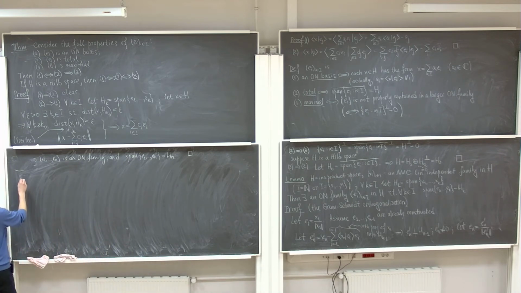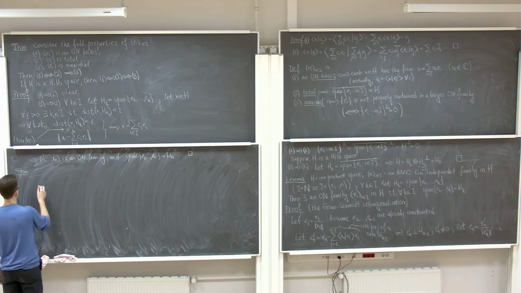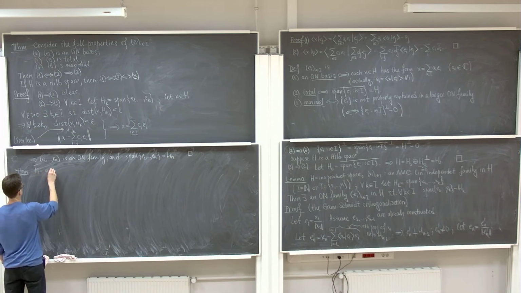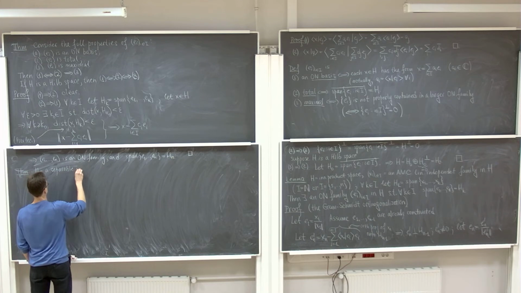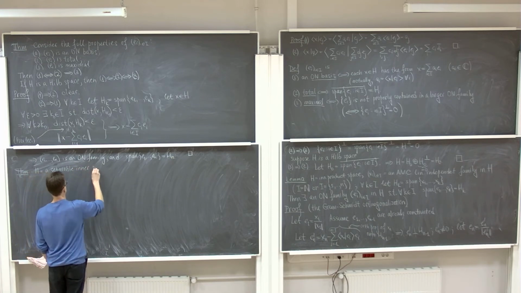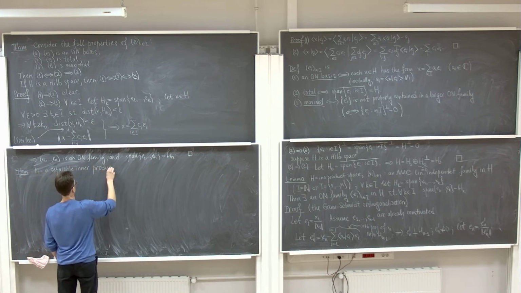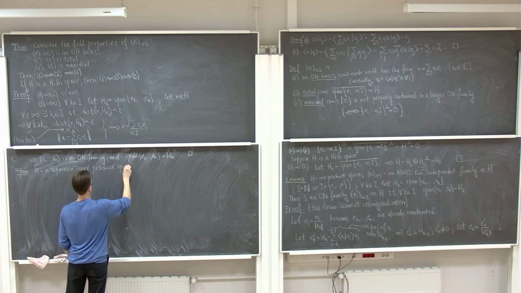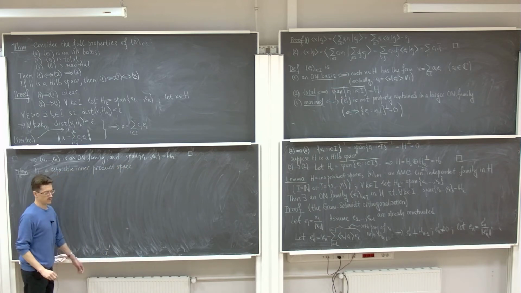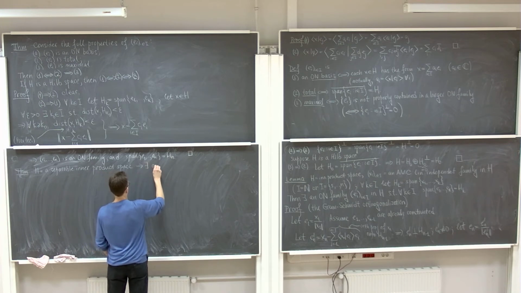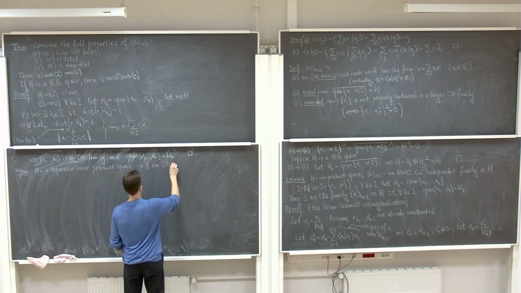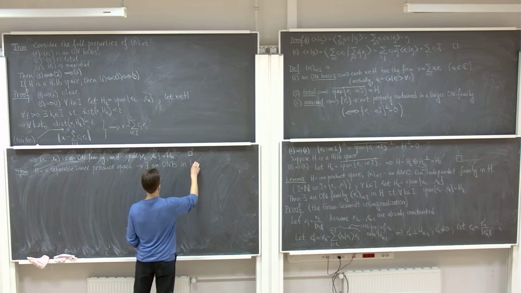And now we are ready to prove the following theorem. If H is a separable inner product space, then there is an orthonormal basis in H.